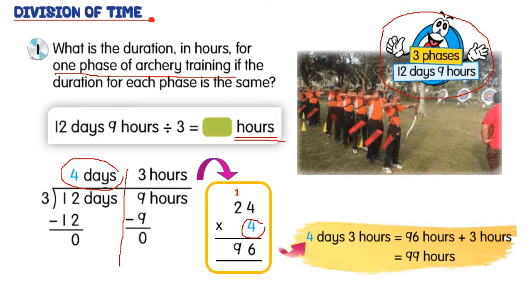Now we want to add another 3 hours here. So 4 days 3 hours: 4 days is 96 hours, plus 3 hours here. 96 plus 3 is equal to 99 hours. This means that 12 days 9 hours divided by 3 is equal to 99 hours. So the training for one phase of archery training is 99 hours.